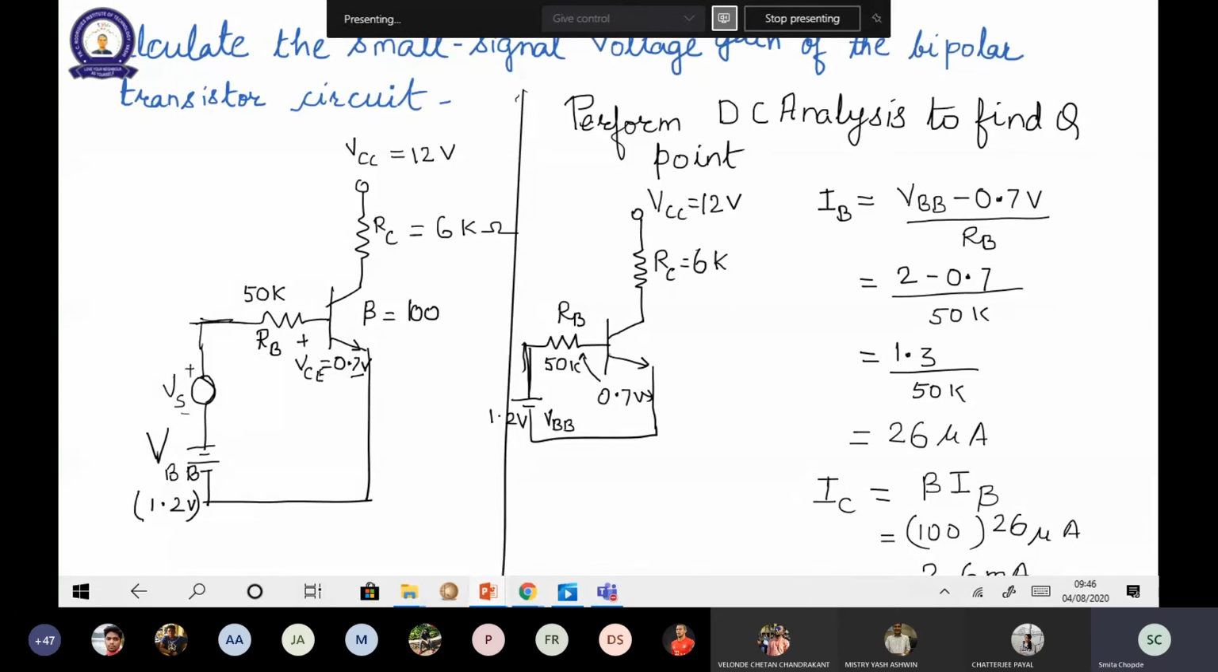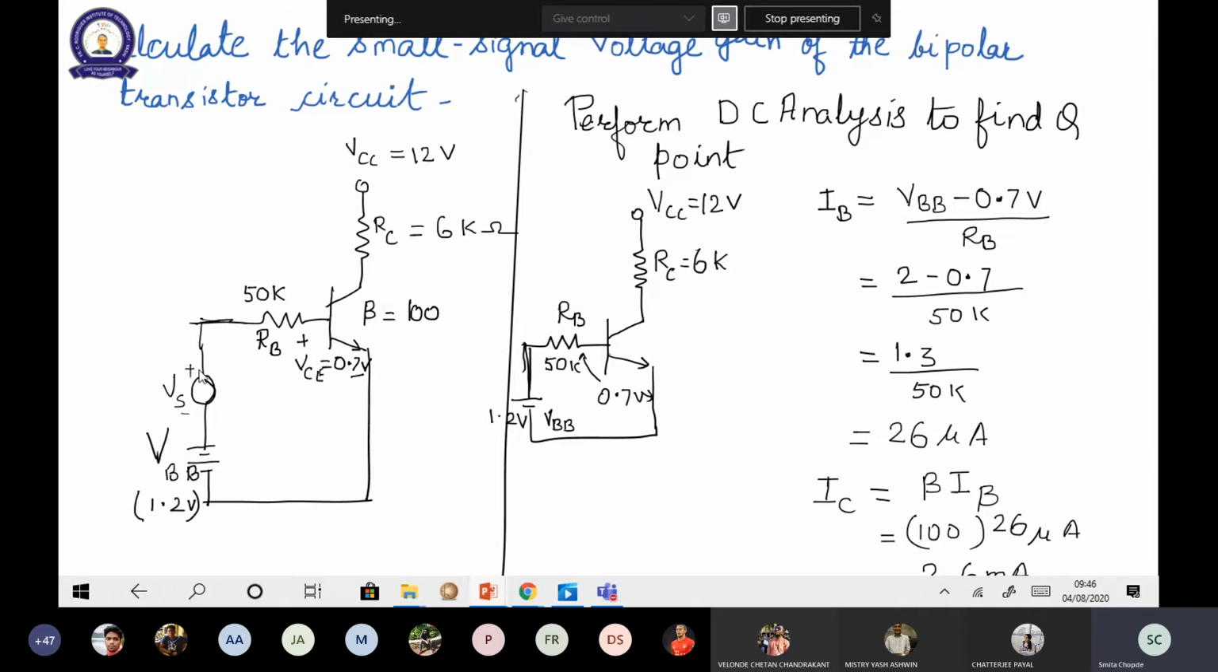Okay. And beta is given to be 100. The forward bias voltage between the base and emitter, here it is written collector to emitter, but here it should be base to emitter, is 0.7 volts, the biasing voltage is 1.2 volts, and the collector supply VCC is 12 volts.